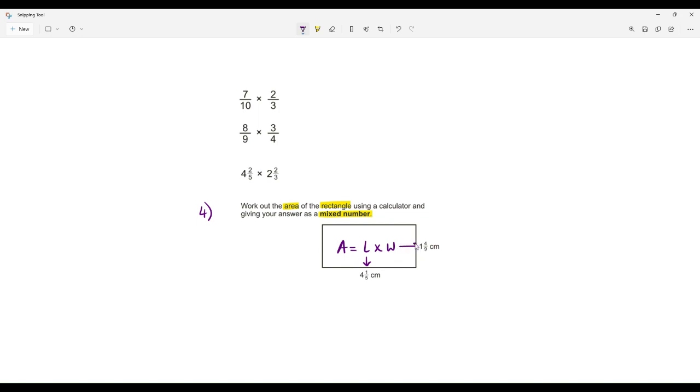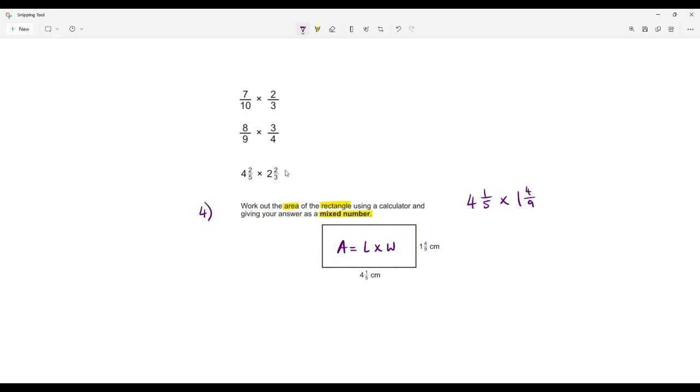I know that I have the length and I know that I have the width. And I know how to times fractions because we learned that in part 1, questions 1 to 3. So let's give this a go. We're going to have to do 4 and 1/5 times by 1 and 4/9.